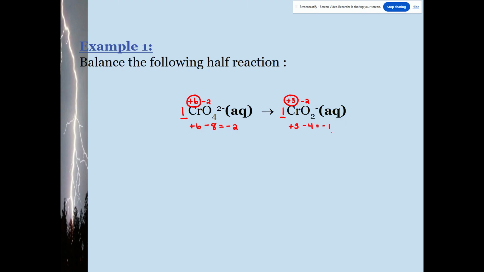Now I can look at my electrons. So my electrons, again, I can write this down here, are the change in oxidation number times the number of atoms that element is going through that change.